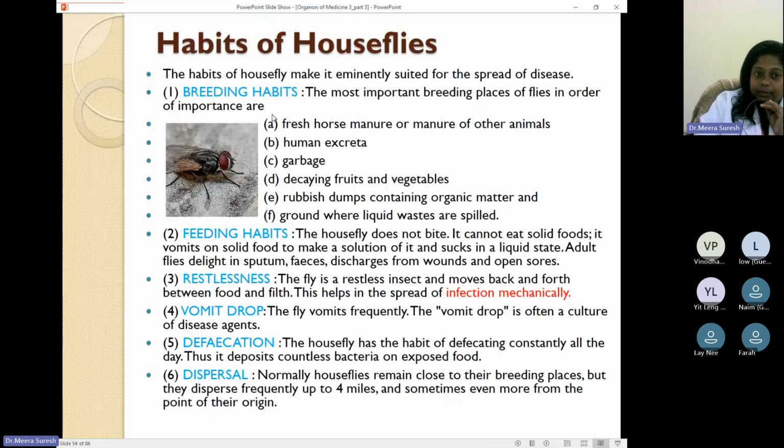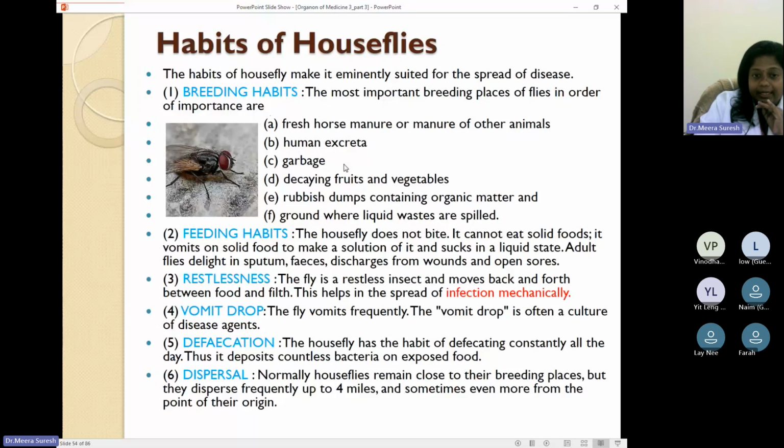The first one is their breeding habits. The most important breeding places of flies, in order of importance, are fresh horse manure or manure of other animals, which means the excreta of animals, human excreta, garbage or waste disposal from our homes, decaying fruits and vegetables, rubbish dumps containing organic matter, and ground where liquid waste is spilled.